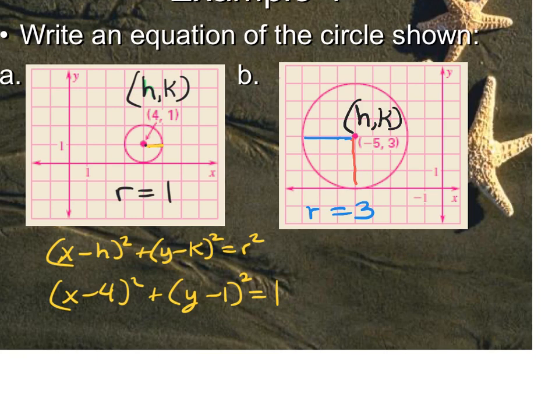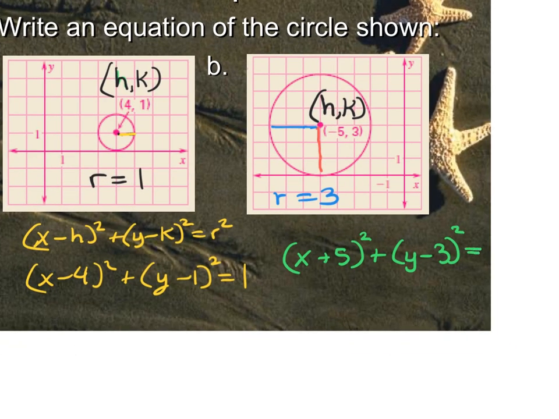So again, let's plug it into the formula. So X, notice the H is negative, so it's like opposite sign, so it's +5. And then Y is 3. So opposite of 3, -3. And my radius is 3. I'm going to square 3, and it's 9.